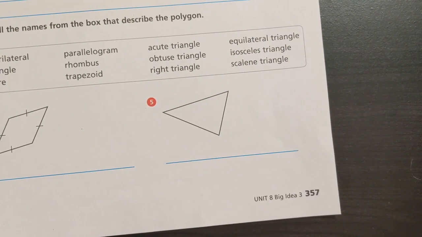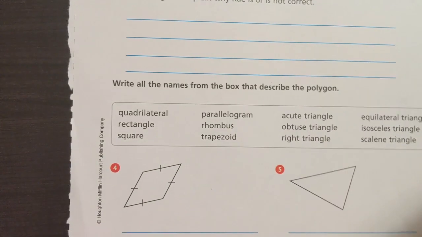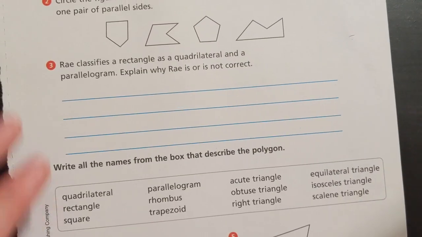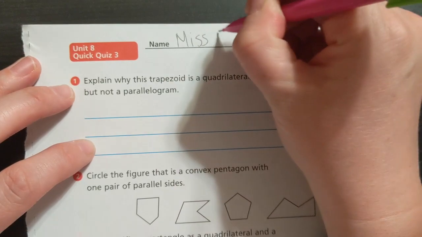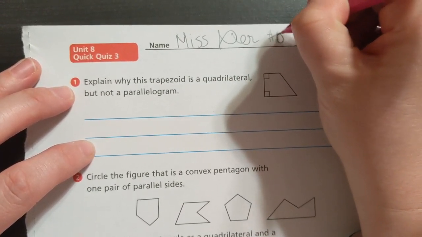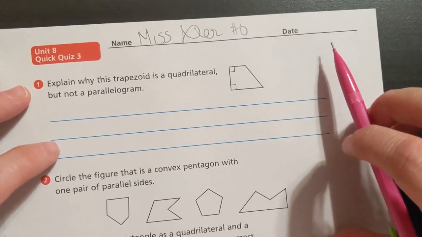Hi everybody. For math today, all we're going to do is be completing page 357 and 358. So you need to rip that page out of your workbook. Yep, rip page 357 out of your workbook and go ahead and get your name and number up here at the top. And you can also put the date. Make sure you put the correct date of when you're supposed to be working on this.